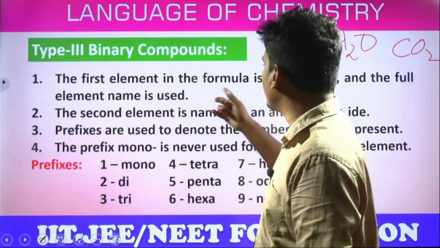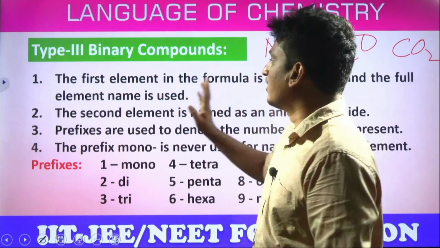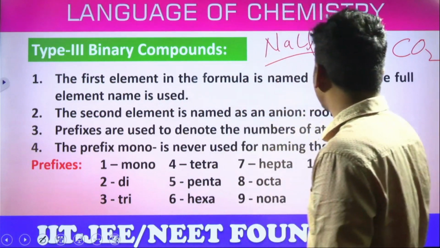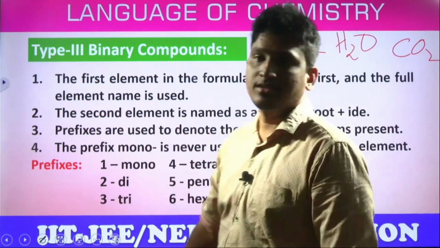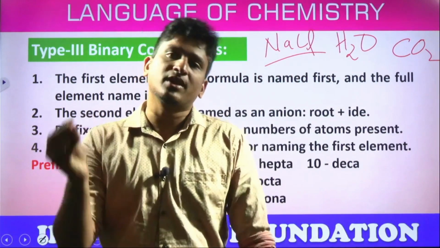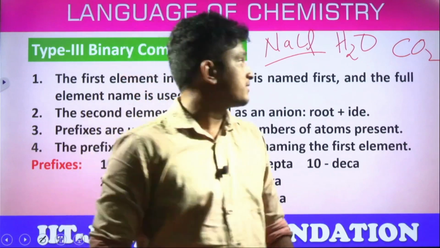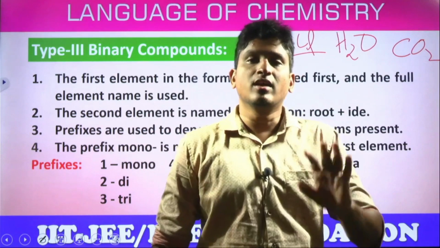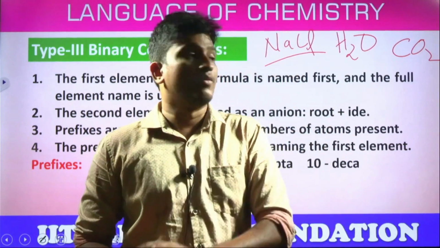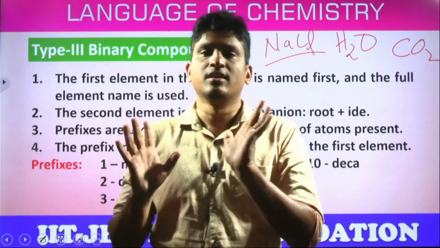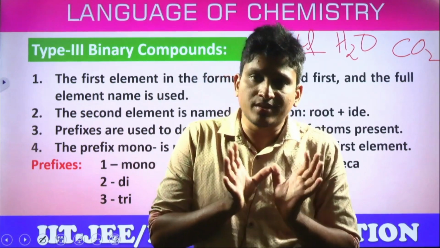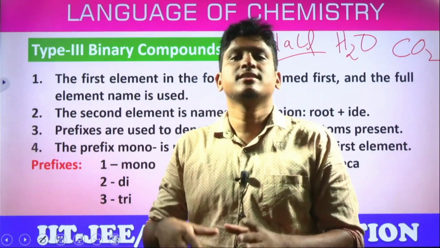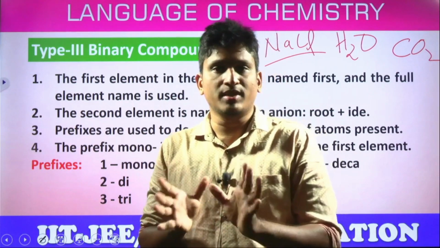The first element in the formula is named first, and the full element name is used. Whatever element is represented first, it should be named first. For example, here hydrogen is represented, here carbon is represented. Why only carbon is represented here, why not oxygen? The same reason: the electropositive element is represented first, followed by the more electronegative. Less electronegative is also there, students, between non-metals also.